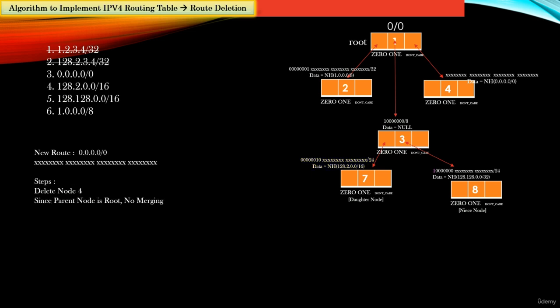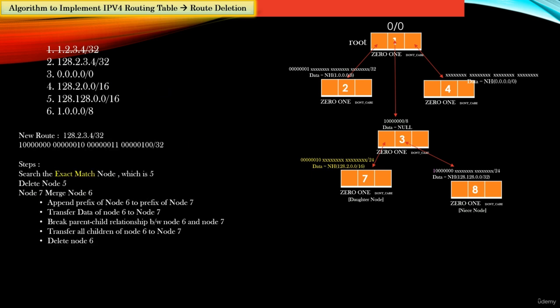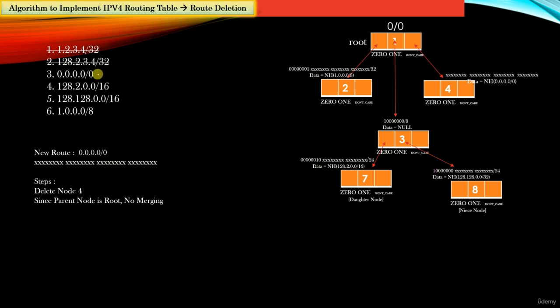Now let us go through the next example. Proceeding towards the next example, let us delete route number 3, which is a default route. So execute the exact match route search algorithm, and you will find that you need to delete node number 4. Now it is an exceptional case that whenever you need to delete a node which is a direct child of the root node, then you have to do nothing, simply delete that particular node from the M-trie data structure and adjust the child pointer of the parent node to point to null.